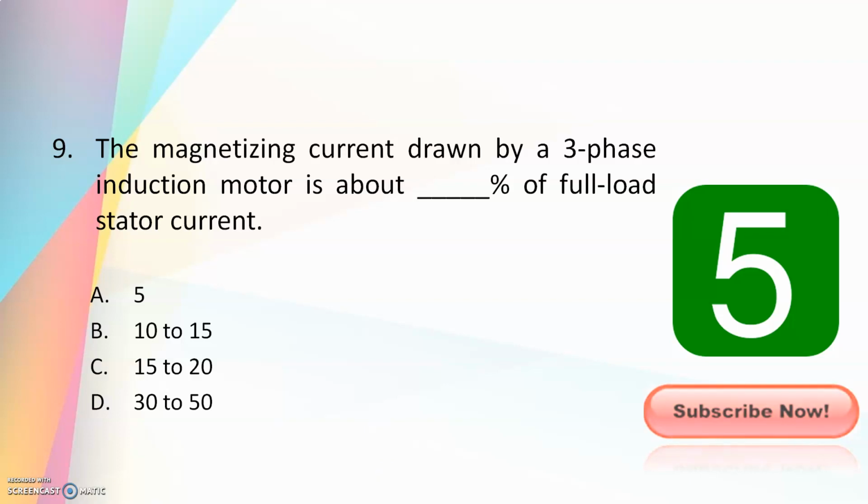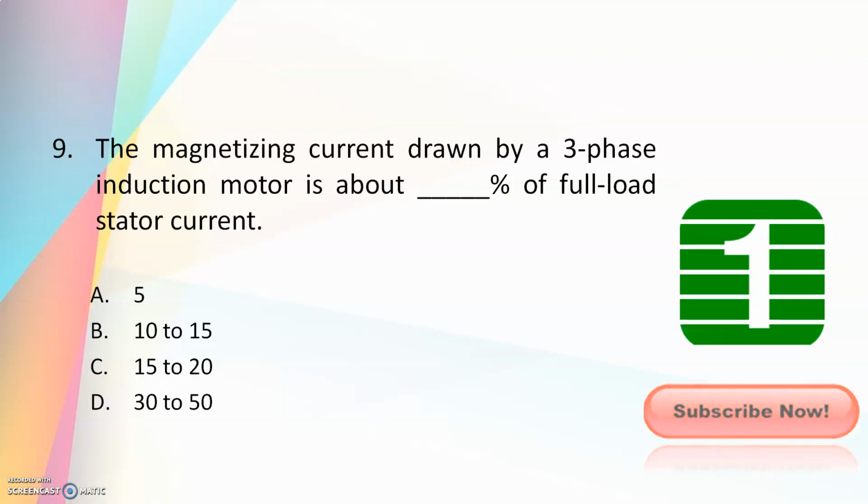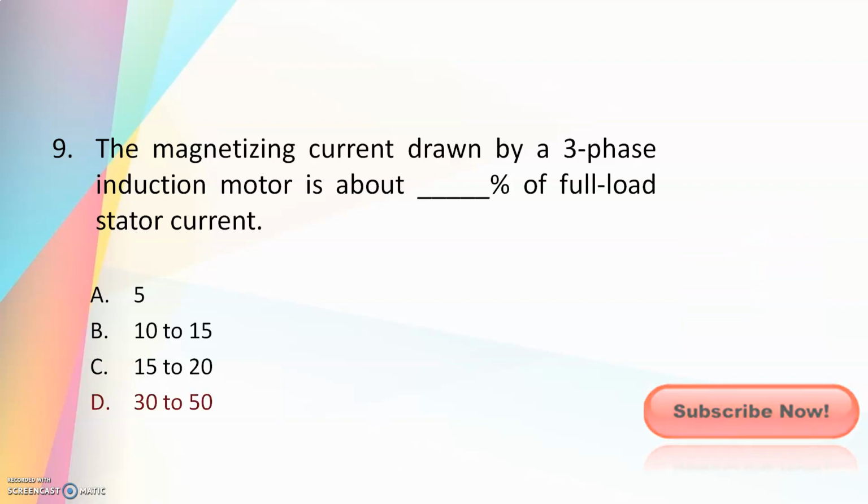The magnetizing current drawn by a three-phase induction motor is about dash percentage of full load stator current: 5, 10 to 15, 15 to 20, 30 to 50. And the answer is 30 to 50. So the magnetizing current drawn by a three-phase induction motor is about 30 to 50% of full load stator current.